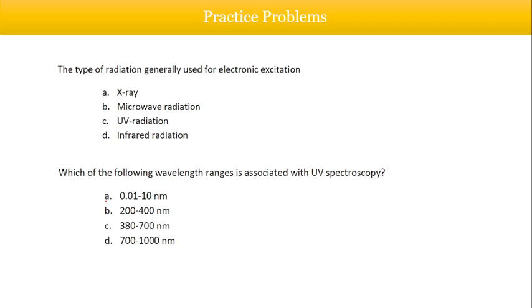Now the type of radiation generally used for electronic excitation. What sort of radiations can be used? We have seen that microwaves are used for molecular rotations, infrared is used for molecular vibrations, and X-rays and UV have high frequency and high energy. Therefore, they are used for electronic excitation. So from here we can tell that options A and C are correct.